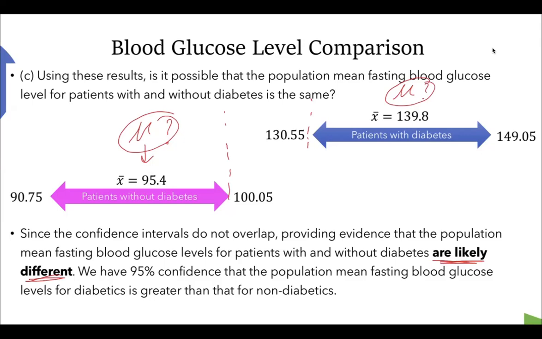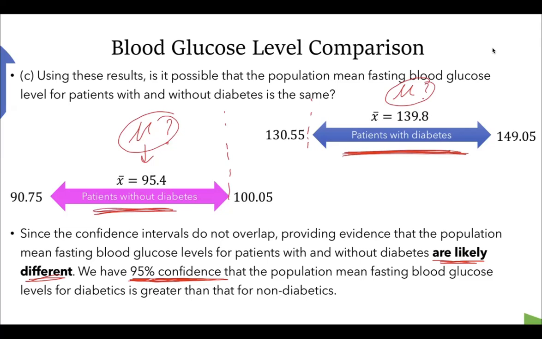Now, are we 100% certain that they are different? No. We have 95% confidence that the population mean fasting blood glucose level for diabetics is greater than that for non-diabetics. We're 95% confident of this, but there's always a chance that you could get a sample mean where they both do overlap. It's not going to be very likely, but in this case, we say we're 95% confident that the blood glucose level for patients with diabetes is higher than for patients without diabetes.